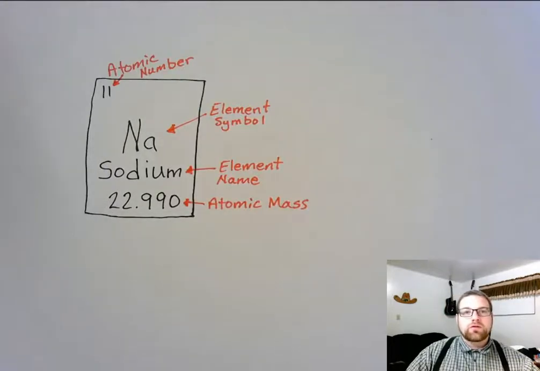Some other important information about the atomic mass is that the unit is called an atomic mass unit, 1 AMU, and that most of the atomic mass is made up of the protons and the neutrons, each of which is 1 AMU in mass.